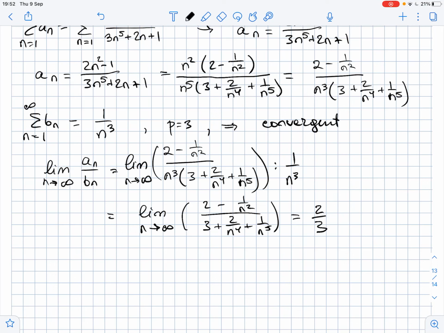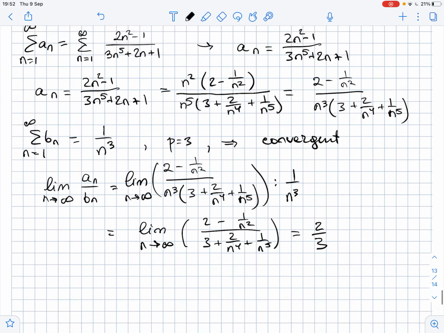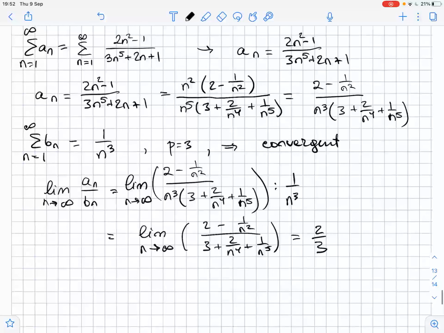Since the limit of an over bn equals 2 over 3, which lies between 0 and infinity, that means that series an and bn behave alike. So if we know that series bn is convergent, then our initial series an is also convergent. So the answer is convergent.